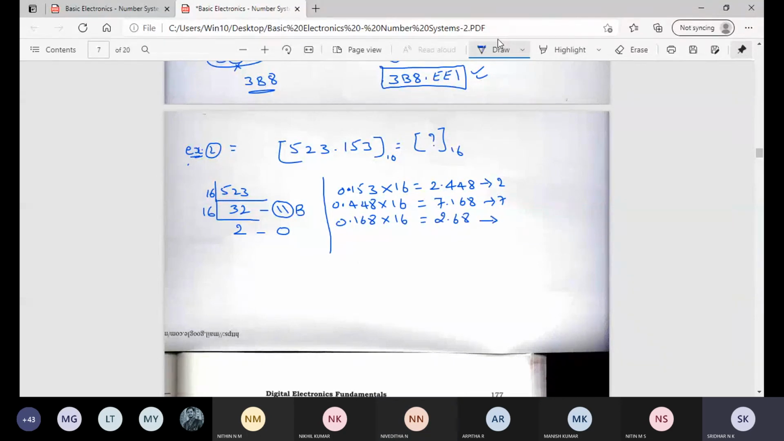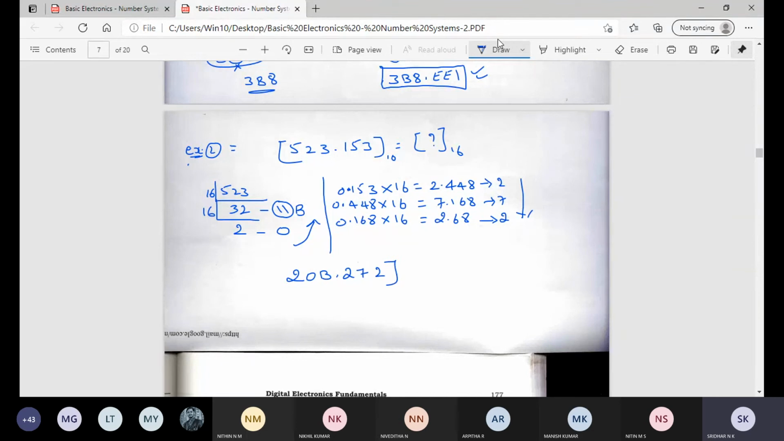Note it down: the fraction digits from top to down, and the integer remainders from bottom to top. The final answer will be 20B dot 272. Correct? So this is your hexadecimal number for the given decimal number 523.153. So this is how we do conversions.